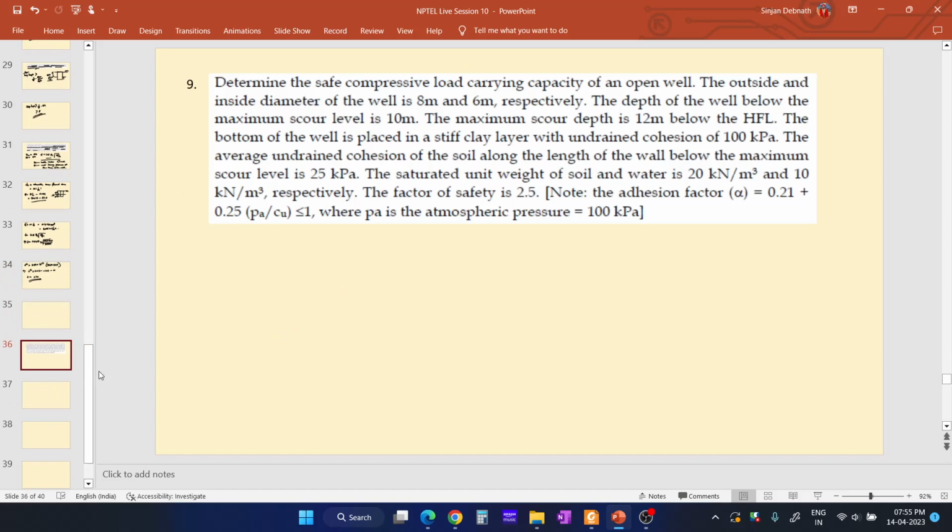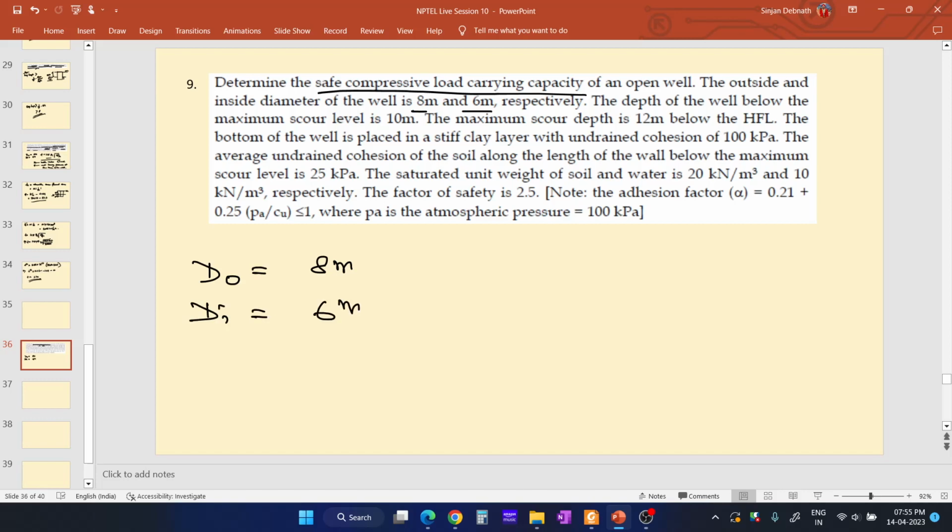So, determine the safe compressive load carrying capacity of an open well. Okay, so here we have been asked to determine the safe compressive load carrying capacity of an open well. The outside and inside diameter of the well is 8 meter and 6 meter respectively. So outside diameter is 8 meter and inside diameter is 6 meter.